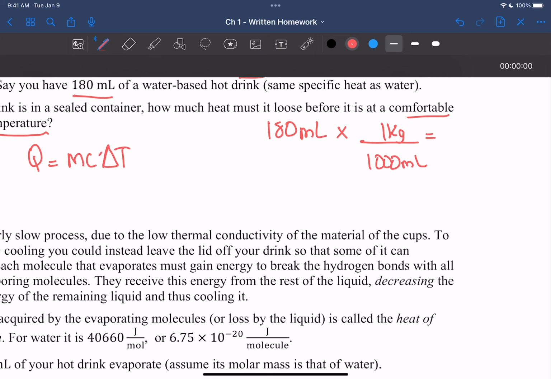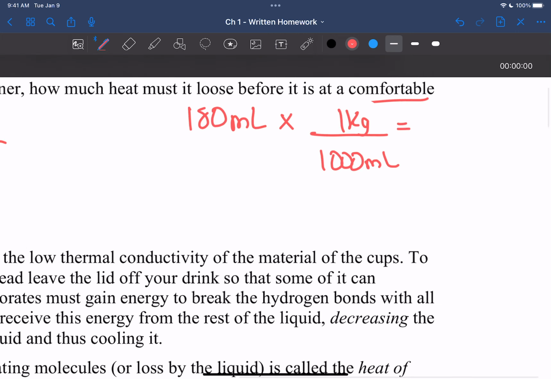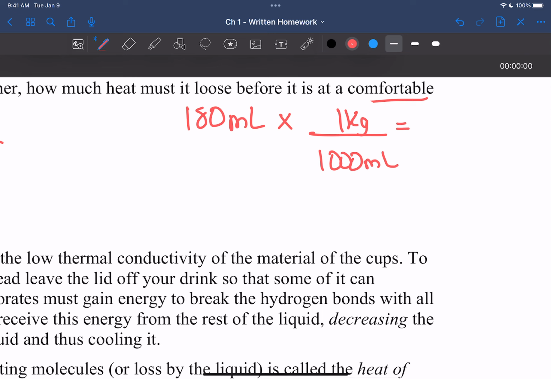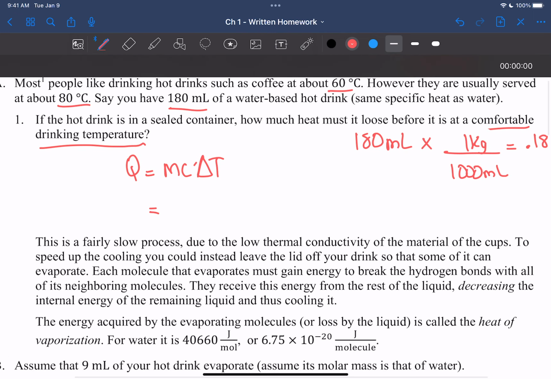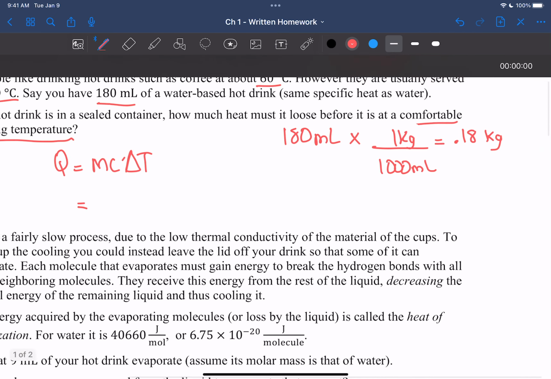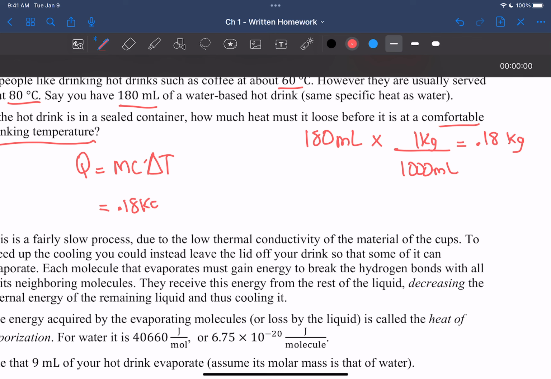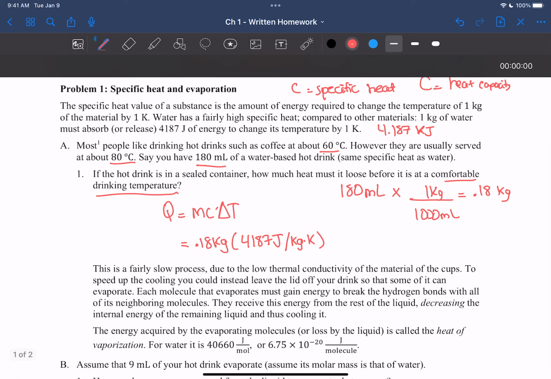Anyway, what you can see here is that this will end up being 0.18 kilograms, I believe, right? So 0.18 kilograms, that's our mass. Our specific heat is 4,187 joules per kilogram Kelvin. These are the units for specific heat capacity because it's, once again, the amount of energy, joules, to change the temperature of a kilogram of the material, kilograms, by 1 Kelvin: joules per kilogram Kelvin.